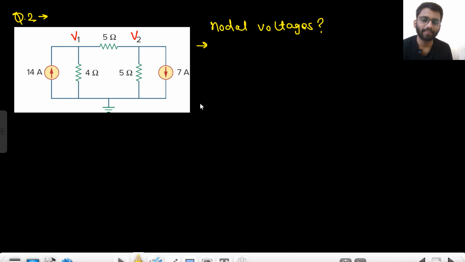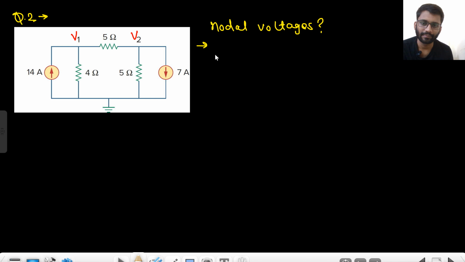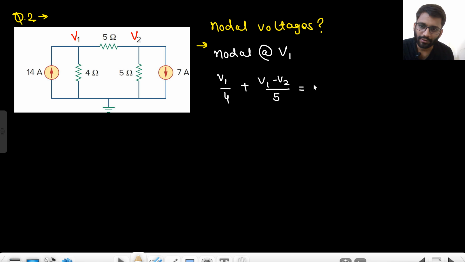Okay, so let's just apply nodal analysis. Nodal at V1: that will be V1 by 4 plus V1 minus V2 by 5 equals 14 ampere. Are you getting it?